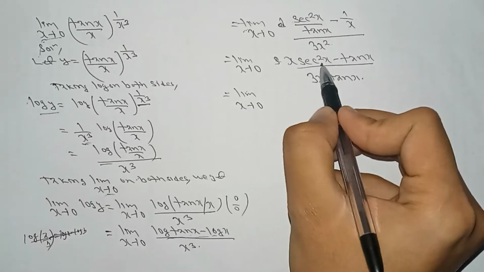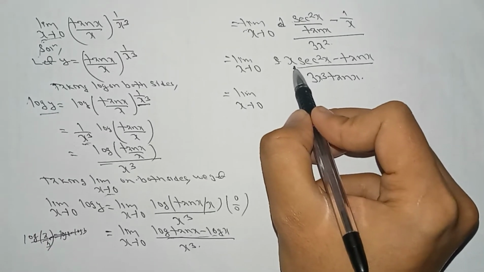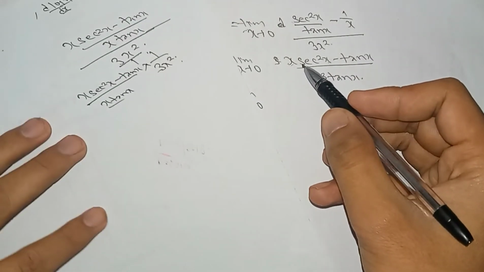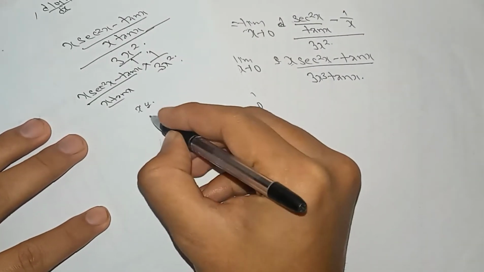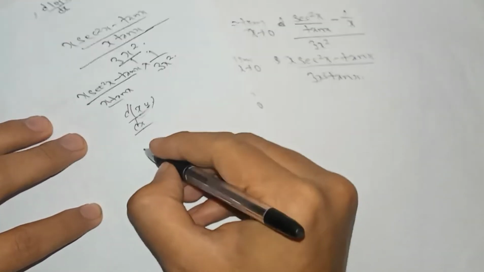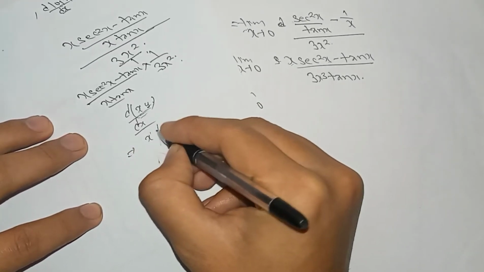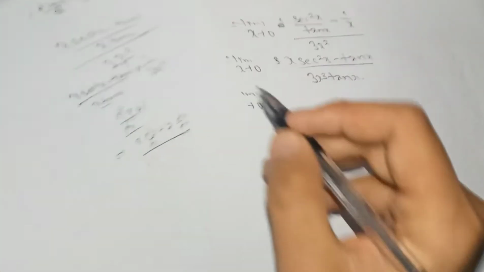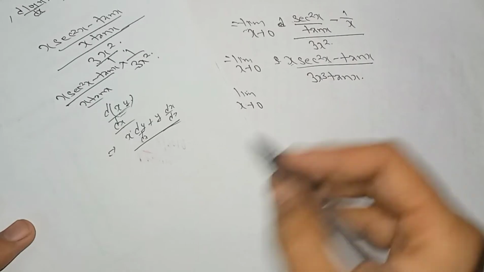Now we differentiate this term, but here we have two variables: x, which is algebraic, and a trigonometric one. For this type of question, suppose we have xy. If we have to differentiate xy with respect to x, then we can write it like this: x dy by dx plus y dx by dx. We perform the multiplication rule here. Okay, like this.